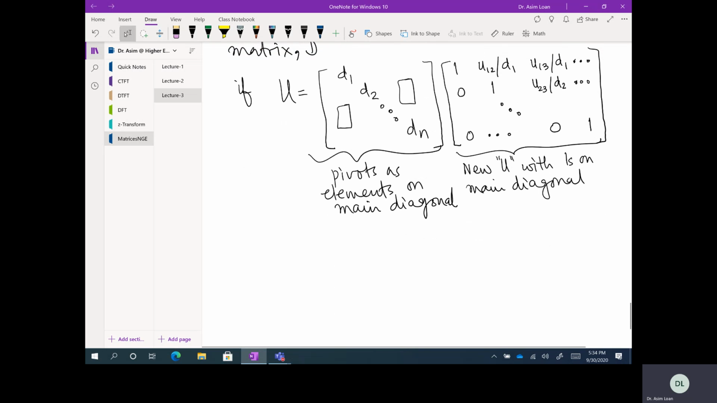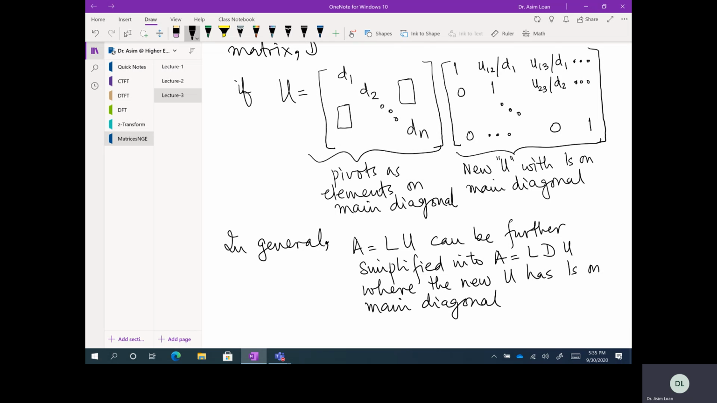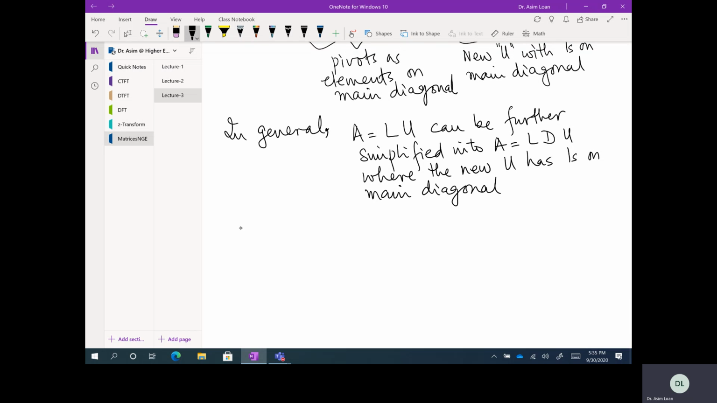So in general, A equals LU can be further simplified into A equals LDU, where the new U has ones on the main diagonal. Okay, good.